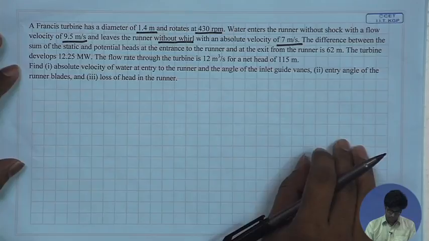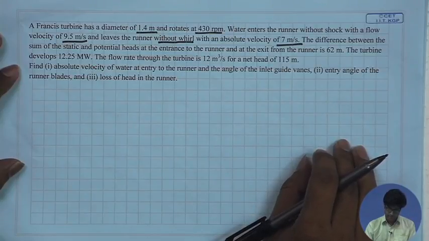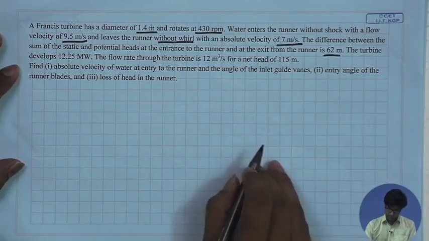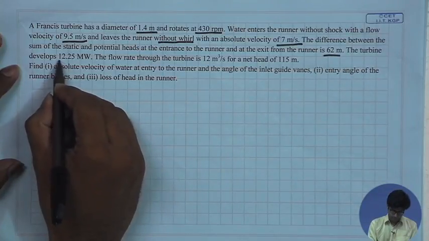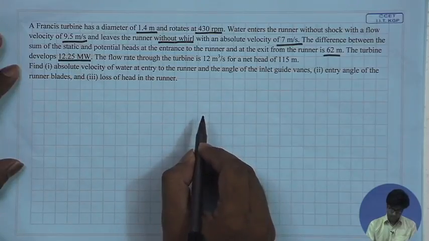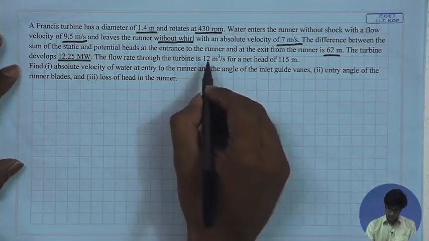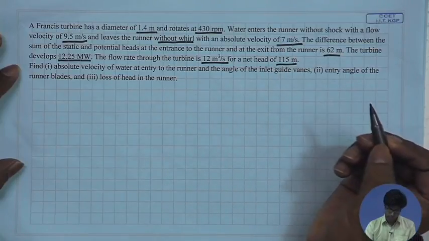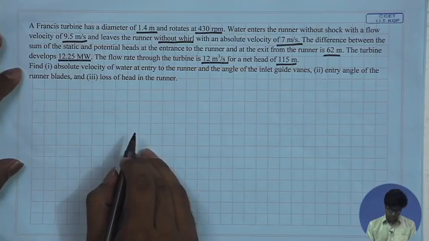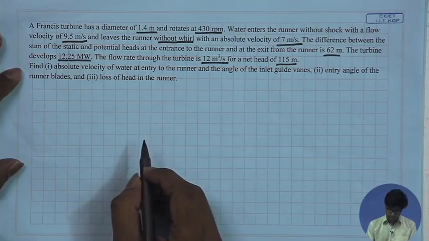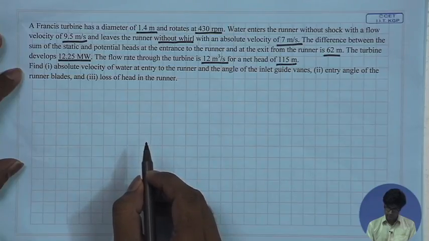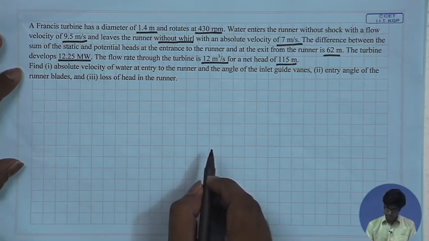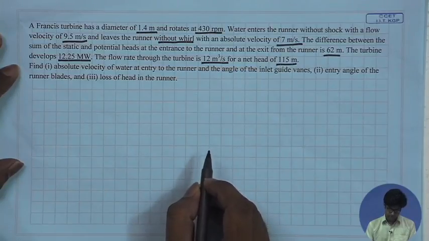The difference between the sum of the static and the potential heads at the entrance to the runner and at the exit from the runner is 62 meters. The turbine develops a power of 12.225 megawatt. The flow rate through the turbine is 12 meter cube per second with a net head of 115 meters. So, we have to find out the absolute velocity of water at the entry to the runner, the angle of the inlet guide vanes, the entry angle of the runner blades, and the loss of head in the runner.